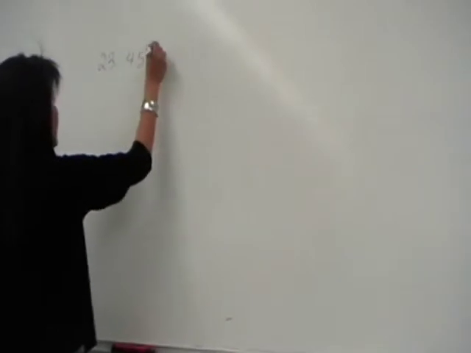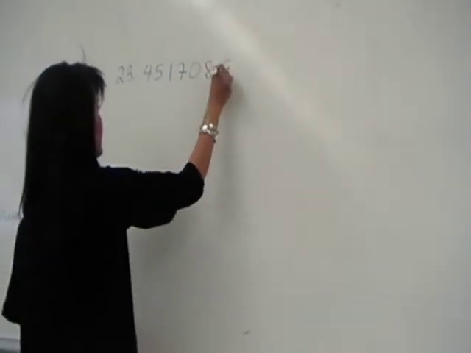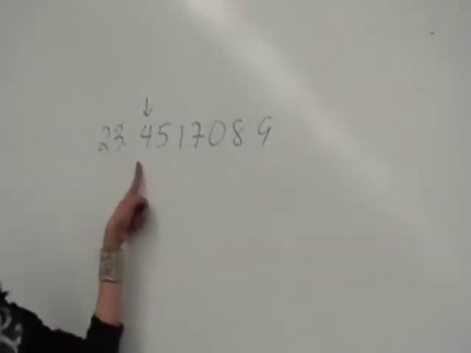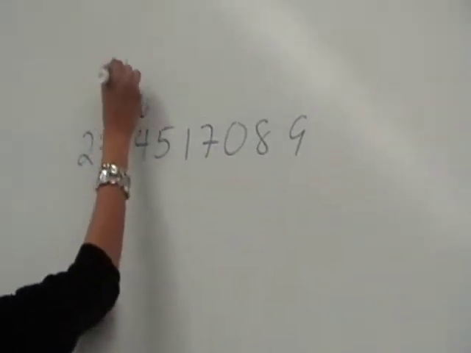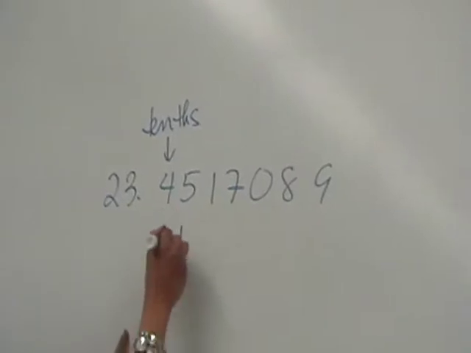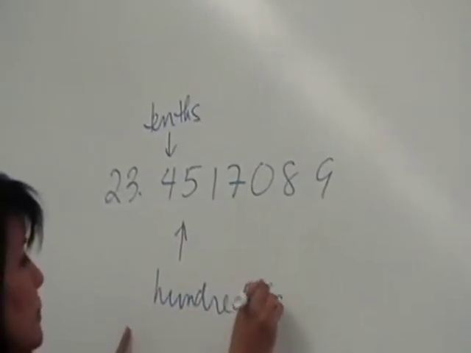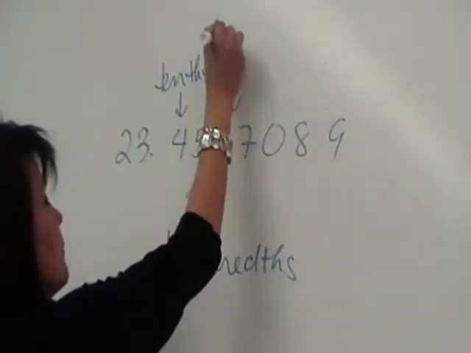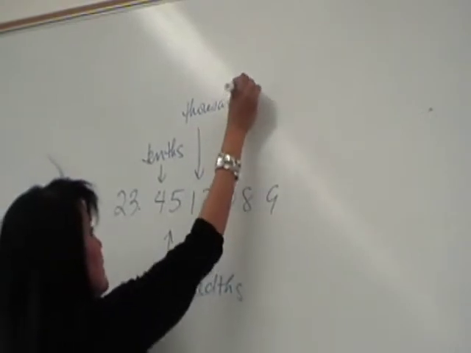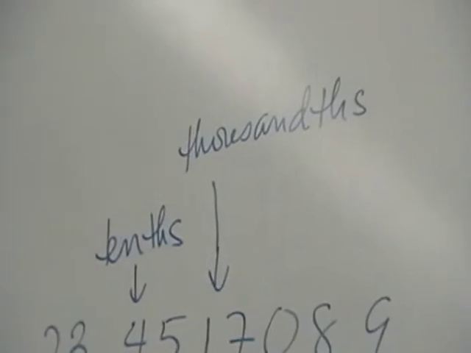4, 5, 1, 7. What else do you want? 0, 8, 9. Is that enough? Okay? The 4 here is really in what place? This is the tenths place, right? The 5 is the hundredths. The 1 is in where? The thousandths place. So it's kind of like what we had for whole numbers, except what do you see here that we have to put at the end?